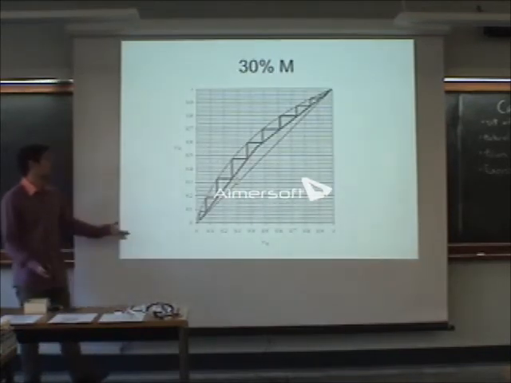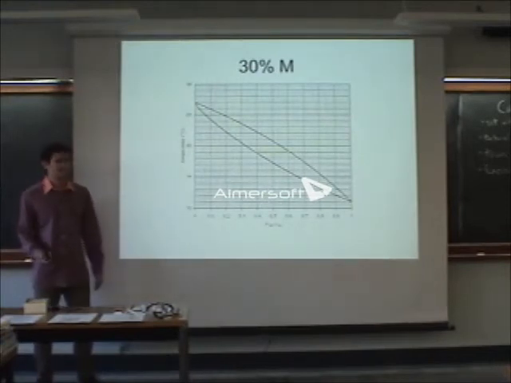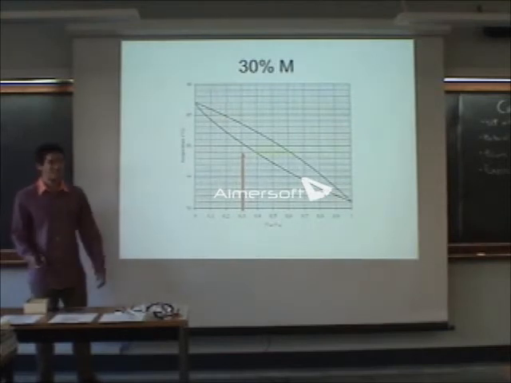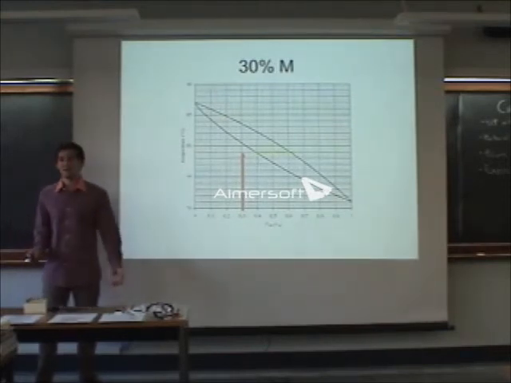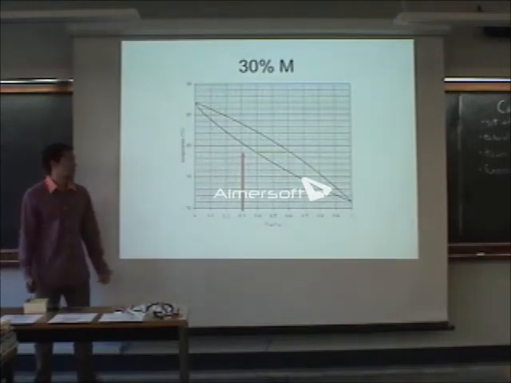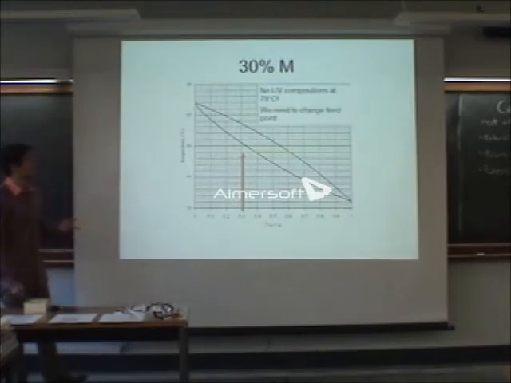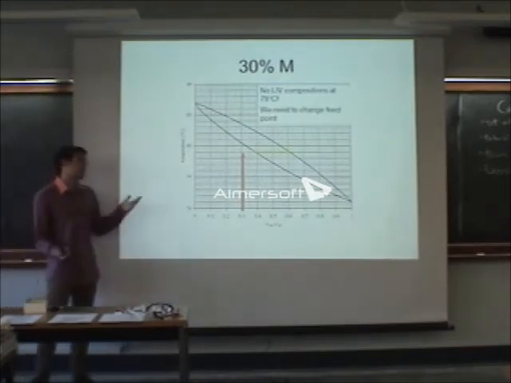Now what about 30%? 30 percent M? Any ideas here? Does 30 percent fit within the tie line? No. So what do you guys think we have to do? Yes, raise the temperature of the cooler. Okay, but we are going to do that, but first we need to change the feed point.